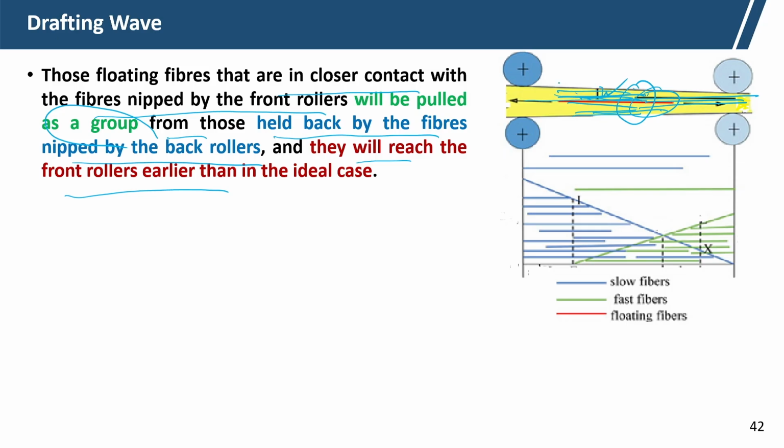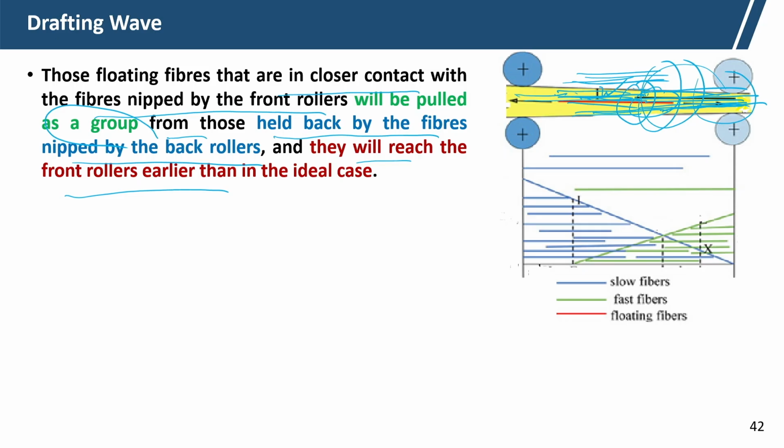So, they should move, but here what happened is this floating fiber was initially moving at the back roller speed. When it comes into contact with the fibers which are moving at the front roller speed, this fiber as a group will start moving, and they will reach the front roller nip and start moving at the front roller speed earlier than the ideal case.